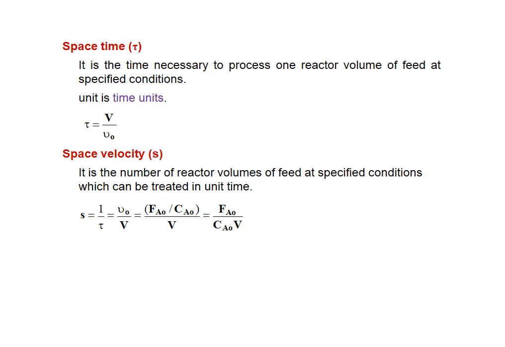Also space velocity. Moving on to space velocity, it is the number of reactor volumes of feed at specified conditions which can be treated in unit time. The space velocity is denoted as S and it is given as 1 by tau, that is 1 by space time or residence time, that is V naught by V, which is given as Fa naught by Ca naught by V, that is the feed of the reactant divided by the concentration of the reactant divided by the volume of the reactor, and finally it will be equal to the feed of the reactant divided by the concentration of the reactant, Ca naught, times the volume of the reactor.